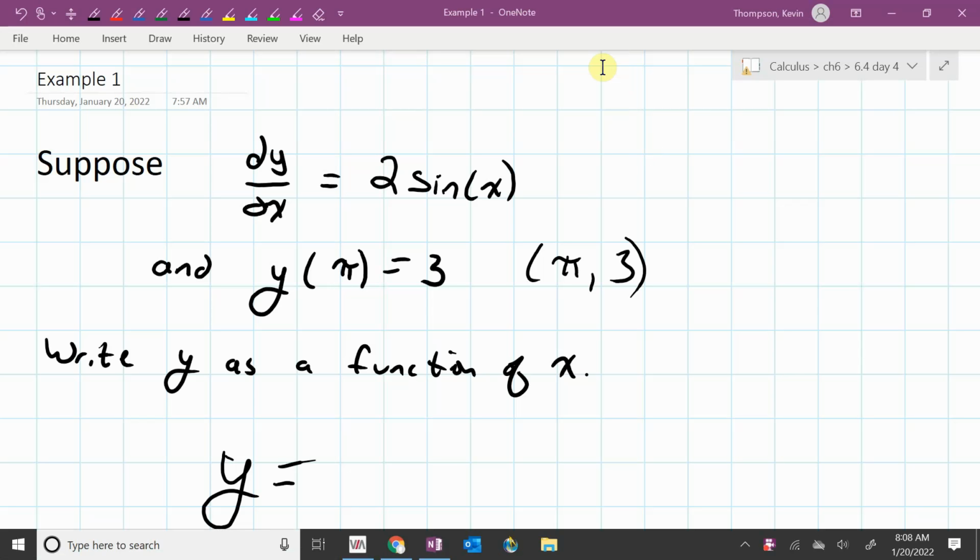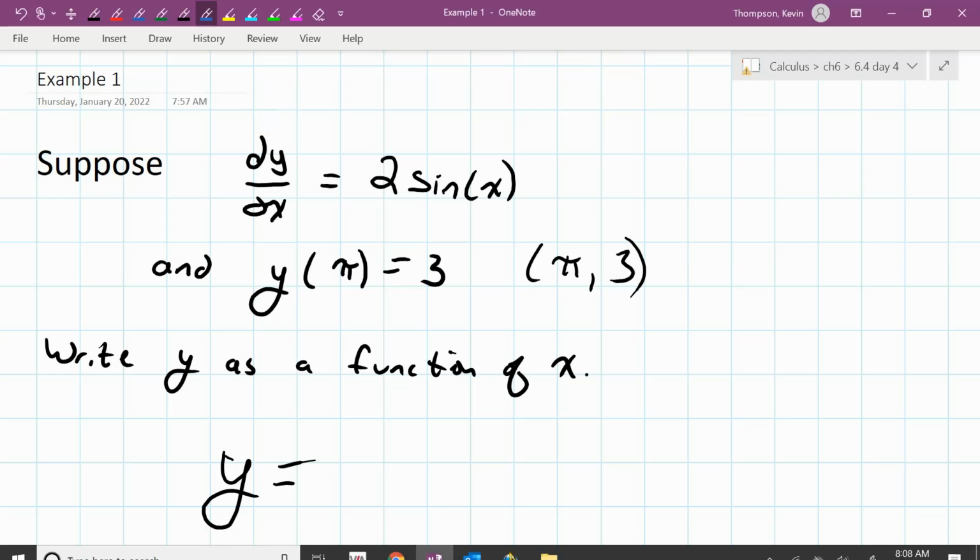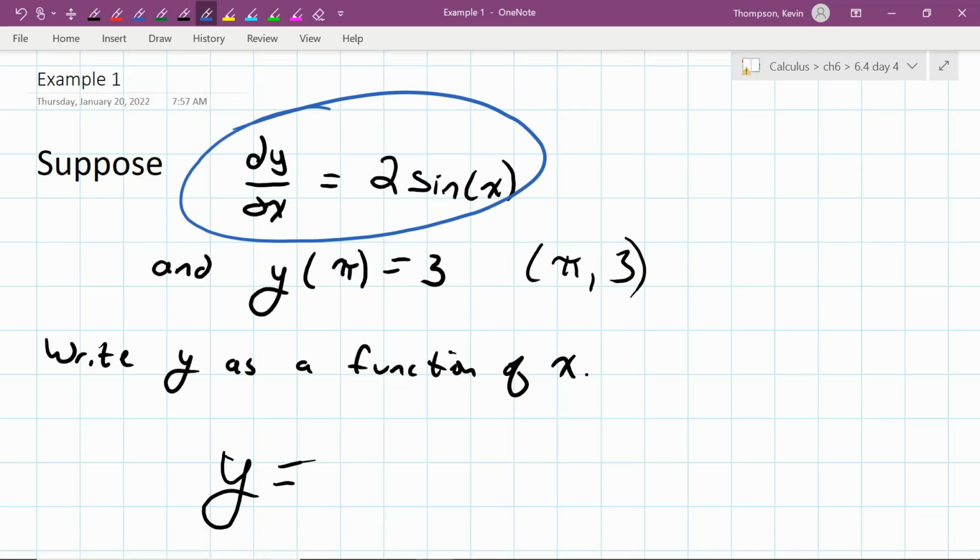Now if you're just looking at this, aren't I going to need to integrate 2 sine of x at some point because I need to find the antiderivative? In other words, because I need the derivative to be that. So I'm going to need the antiderivative of 2 sine of x. I hope you probably thought about that. How many of you started right there and just said, I need the antiderivative? Okay, so what is the antiderivative of 2 sine of x?